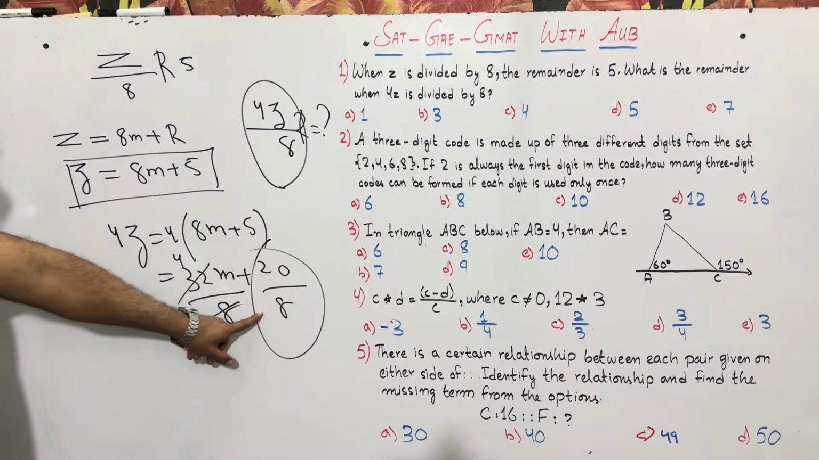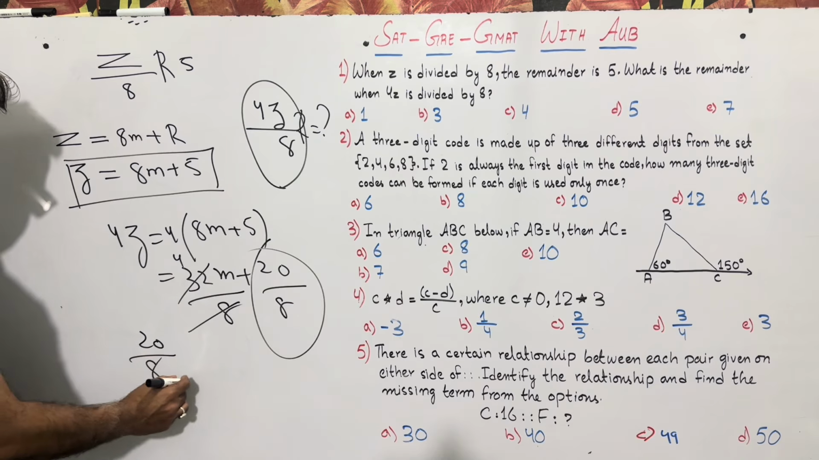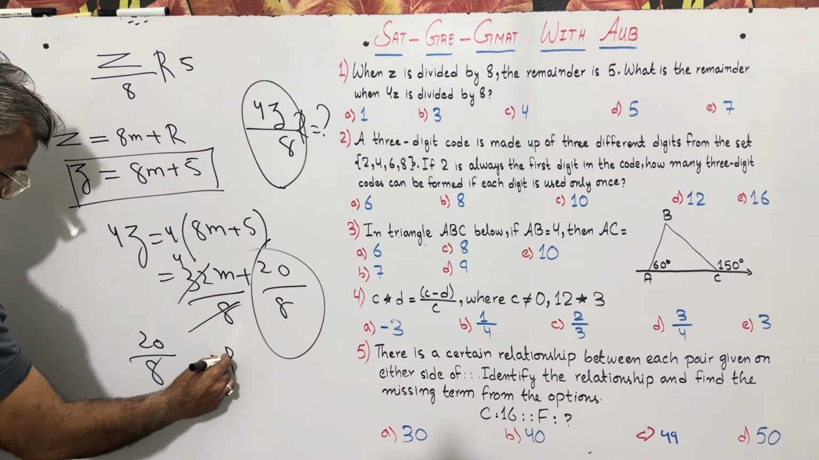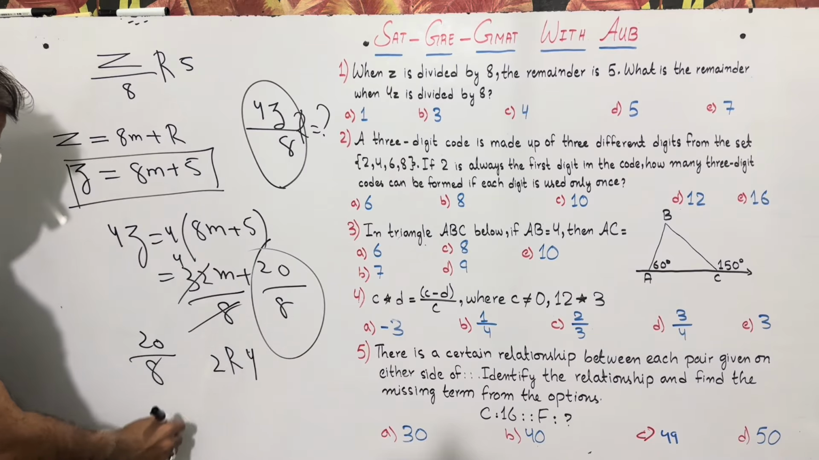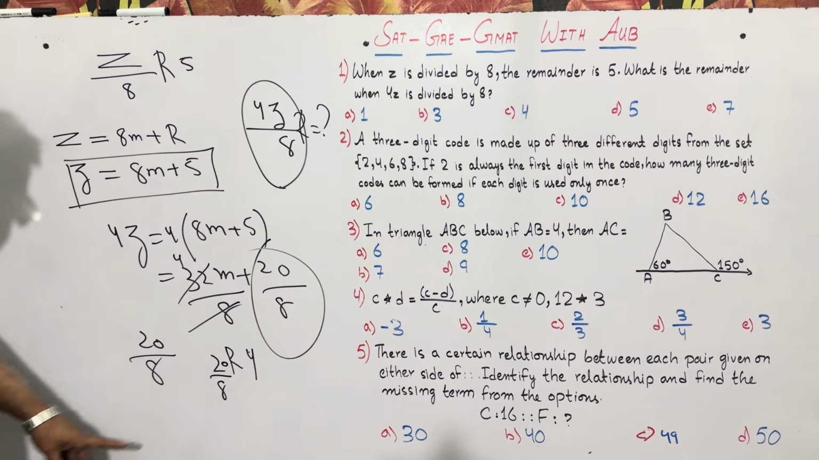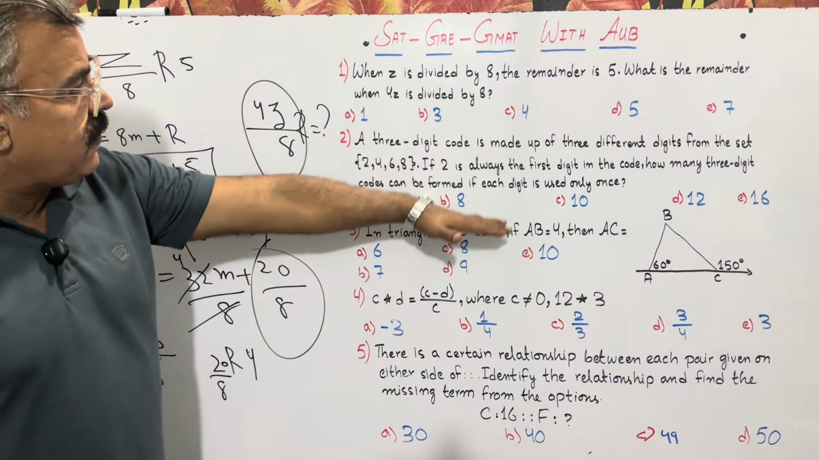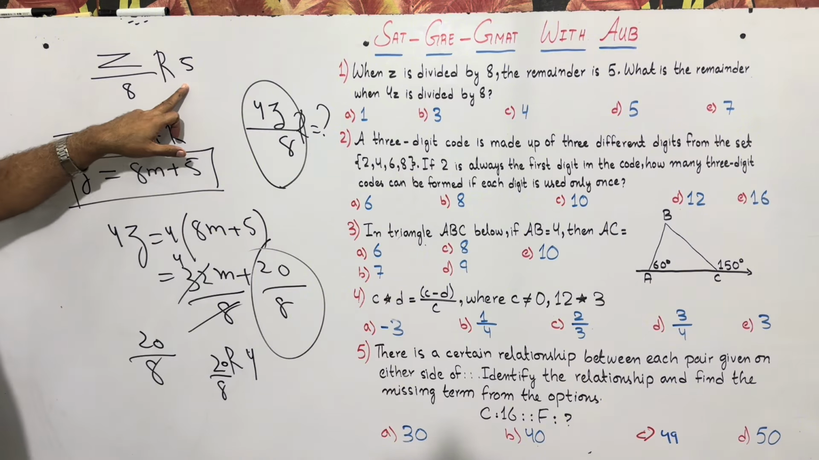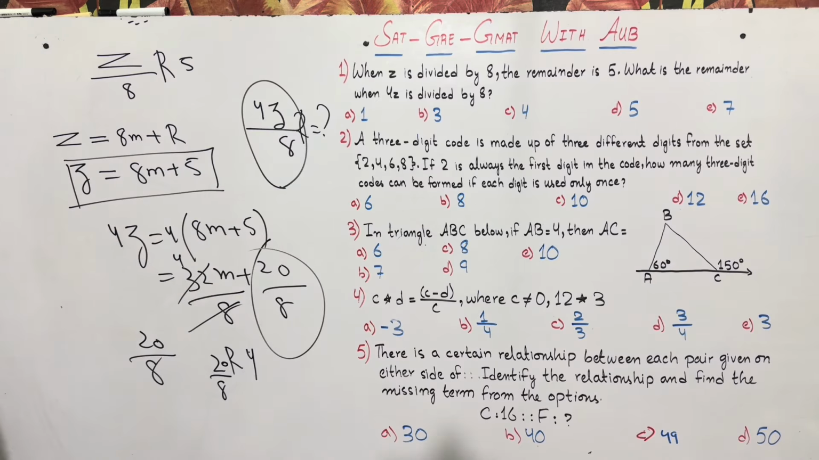1 8 is 8, 2 8 is 16, 3 8 is 24. When we divide 20 by 8, we get 2 whole and the remainder is 4, since 2 8 is 16. So in that case, our remainder is 4. When z is a number that gives a remainder of 5 when divided by 8, then dividing 4z by 8 gives a remainder of 4.